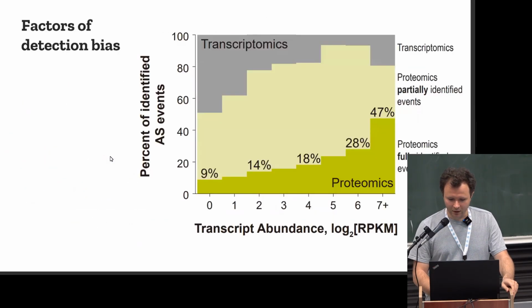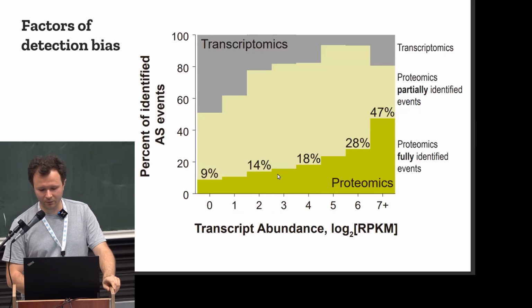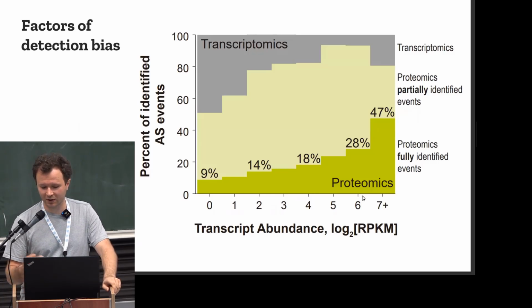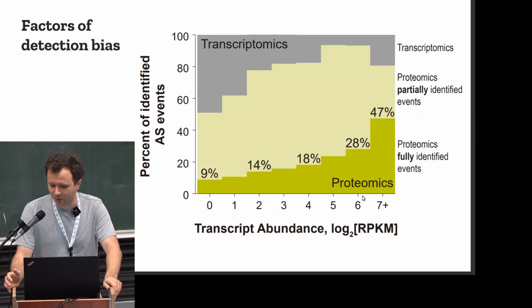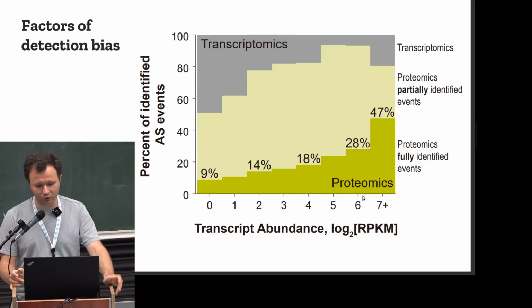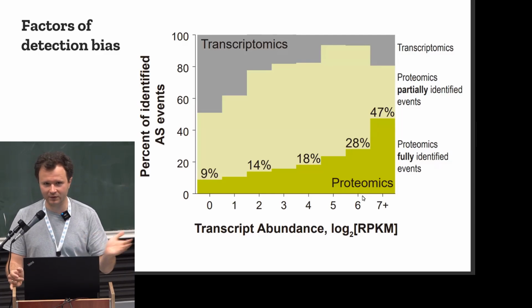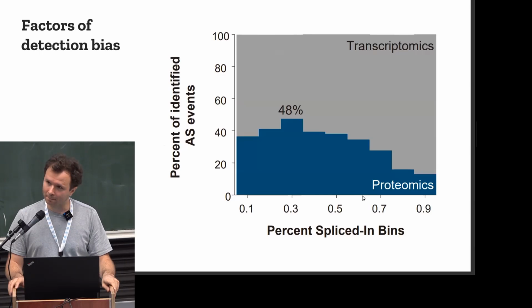Okay, great. If we focus on transcript abundance as a factor which defines whether we will detect this alternative splicing or not, we obviously see that the more abundant the transcript is, the higher the chance that we detect both alternative splicing events on the proteomic level. So there's no surprise here, right? Proteomics, like any other omics, has a bias to detect something which is highly expressed, and alternative splicing is no exception.